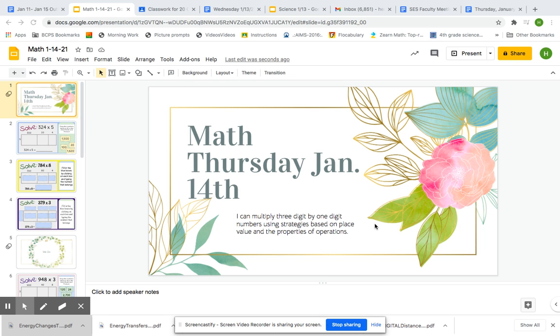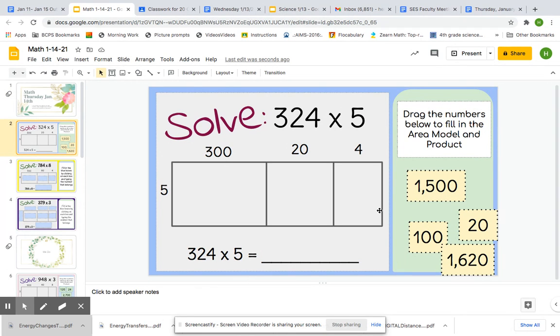Everyone, today is Thursday and we are going to be working on multiplication today. Today we're going to be multiplying 3 digits by 1 digit. So let's look at one example together. We are going to be filling in our area model today. This time we have our numbers that go in our area model already filled out for us. So we're going to be doing 324 times 5.